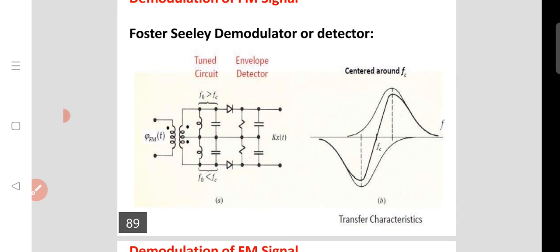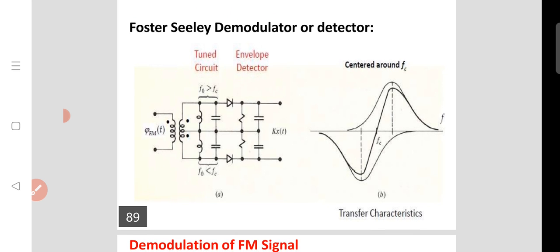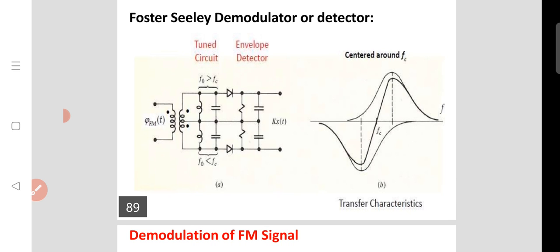Now here, in order to overcome the disadvantages in the slope detection method, we employ the Foster-Seeley demodulator or detector. Sometimes it is also called balanced slope detection. There is a small difference between the balanced slope and Foster-Seeley demodulation circuit. You just observe deeply, coming to the Foster-Seeley demodulator technique.